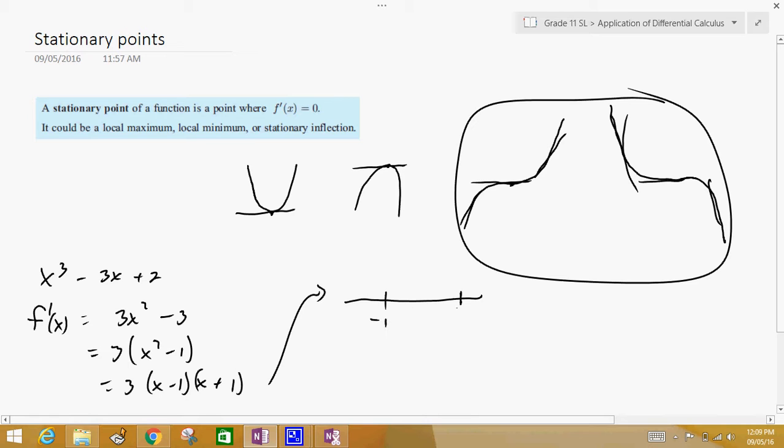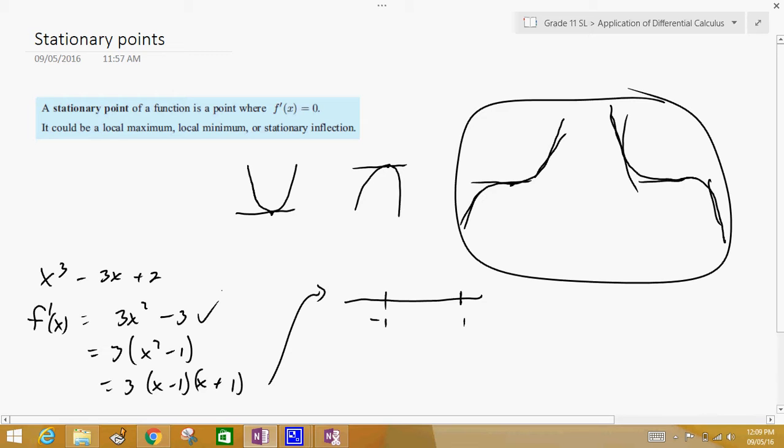So I'm going to put negative 1 and 1. And we're going to test before and after these points to see if the slope goes from positive to negative, negative to positive, positive to positive, or negative to negative. So at negative 1, the slope is 0. So before that, what is the slope? Well, let's look at the slope, and we're going to test the point before negative 1.